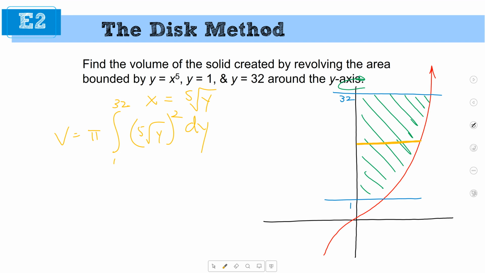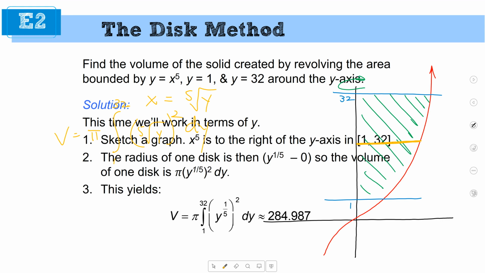Notice when the rectangles are horizontal, we're sliding those representative rectangles up and down, so we're taking y values there. Everything should be in terms of y. Function in terms of y. Values for the limits of integration in terms of y. A dy on the end. Pi stays the same. Pi is universal. It doesn't care if it's dx or dy.